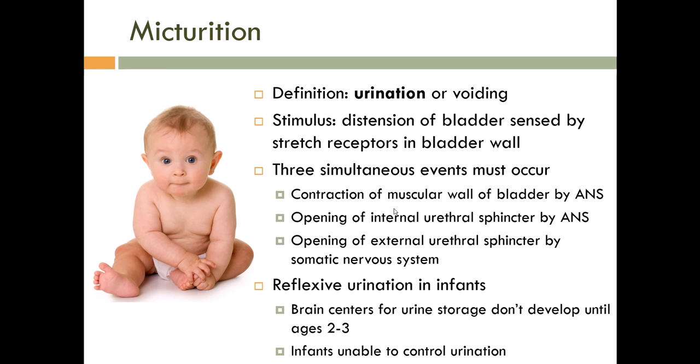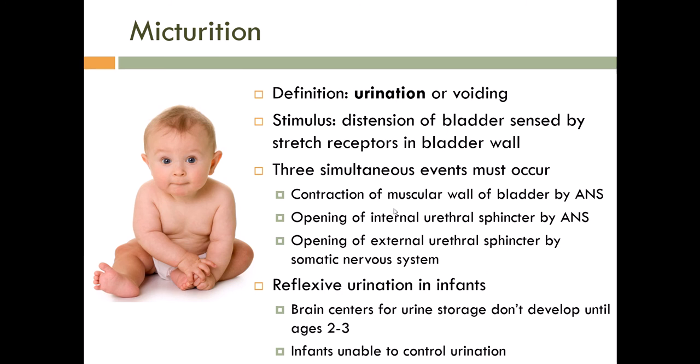The stimulus for urination is when the bladder wall gets stretched out because it's full of urine. That initiates a reflex, and three things have to occur. The autonomic nervous system is going to cause the contraction of all of that muscle in the wall of the bladder. The autonomic nervous system will cause the internal sphincter to contract and open, and then you have to voluntarily choose to relax the external urethral sphincter in order to void your bladder at an appropriate time.